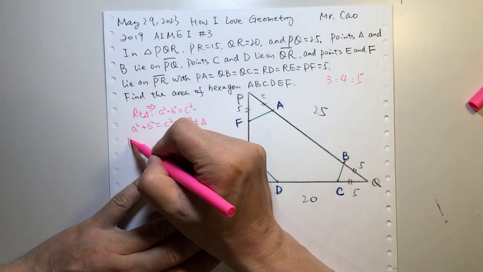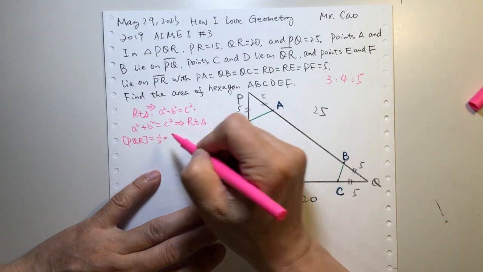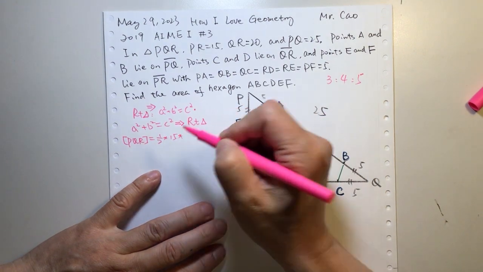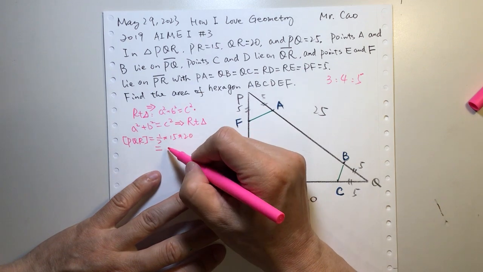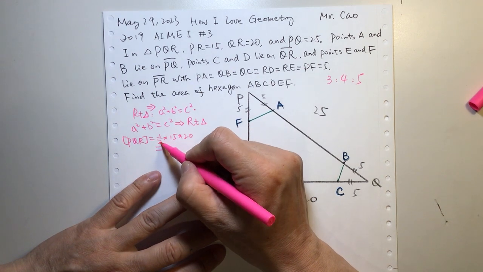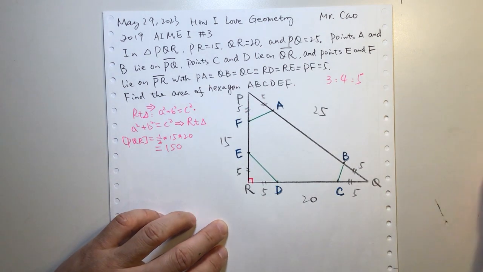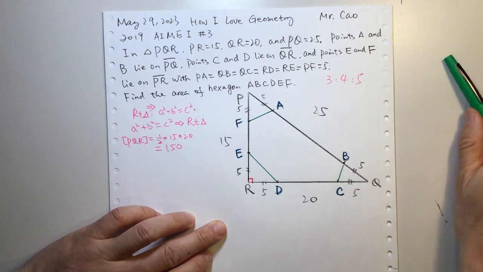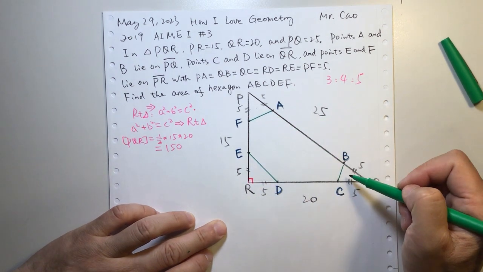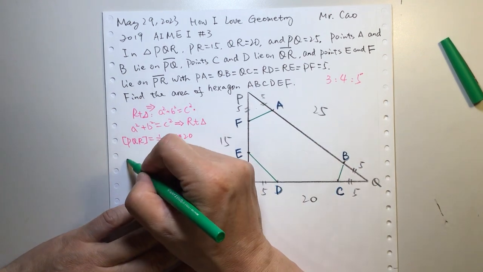So the area of PQR equals 1/2 times 15 times 20. 1/2 times 20 is 10, so it's 150. That's the total area of this large triangle. And now we just need to calculate the areas of the 3 small triangles, PAF and the others.